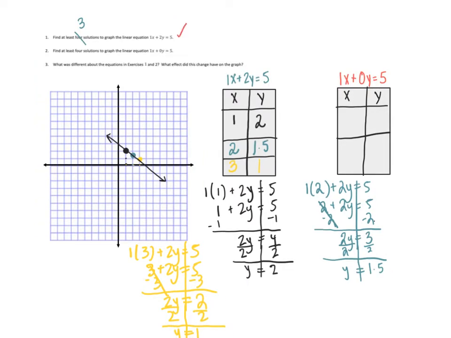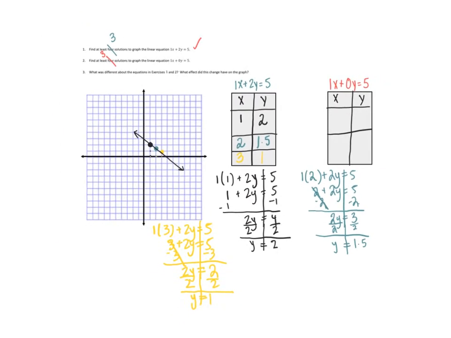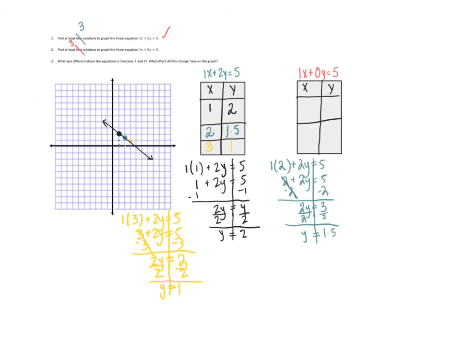Now we're going to do number 2. It says find at least 4 solutions to the graph of a linear equation 1x plus 0y equals 5. We're actually going to just do 3 again, okay? One thing I want you to notice, these equations are very similar. The only difference is that this had a 2y, so the coefficient was 2, and this has a coefficient of 0. So we're going to see what changes when our graph looks a little bit different here.